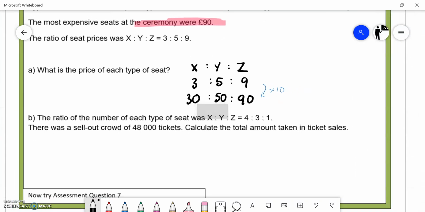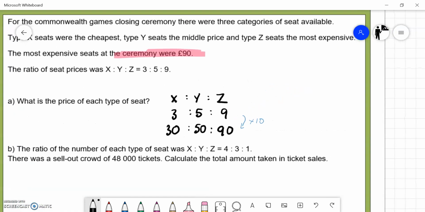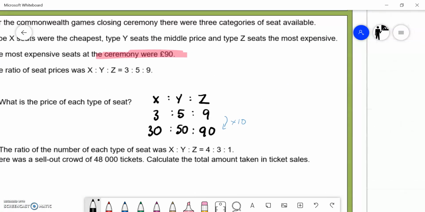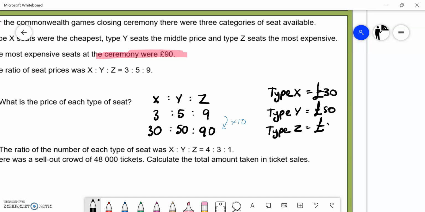So what is the price of each type of seat? So we'll just say type X. Type X was £30. That's the cheapest. Type Y was the middle seat. Type Y is £50. And type Z was £90.